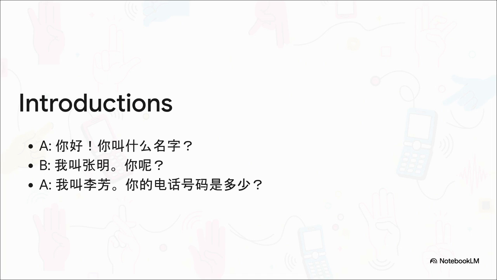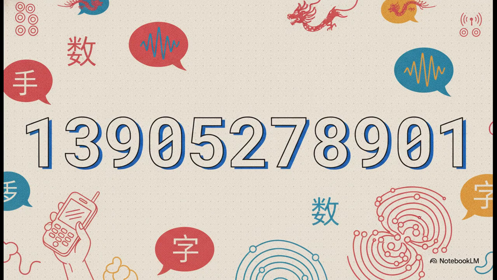我叫李芳. 你的电话号码是多少? My name is Li Fang. What is your telephone number? And Zhang Ming replies with his number. Remember our rule: digit by digit. He says, 我的电话号码是139-052-789-01. And Li Fang confirms with a simple 好的, meaning okay or got it. You now have the exact blueprint to replicate this conversation yourself.